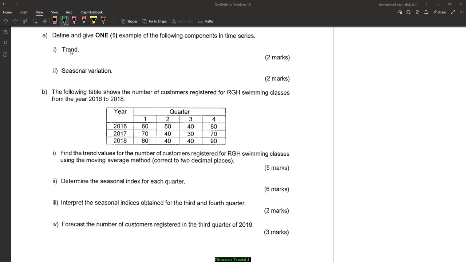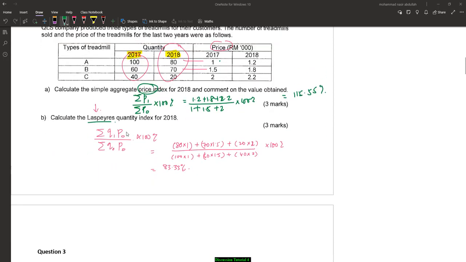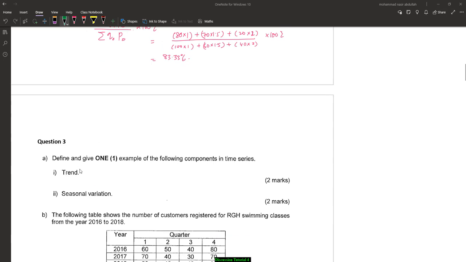Trend, apa maksud component trend? It's a long term movement, increase slowly ataupun decrease slowly. Seasonal variation is a short term movement usually occurring within 1 year. So apa dia punya example you bagi tahu. Tadi kita dah tengok apa? Visit zoo during school holiday. Okay, boleh masuk. Lagi, number of accident from year 2000 to 2010, contoh.